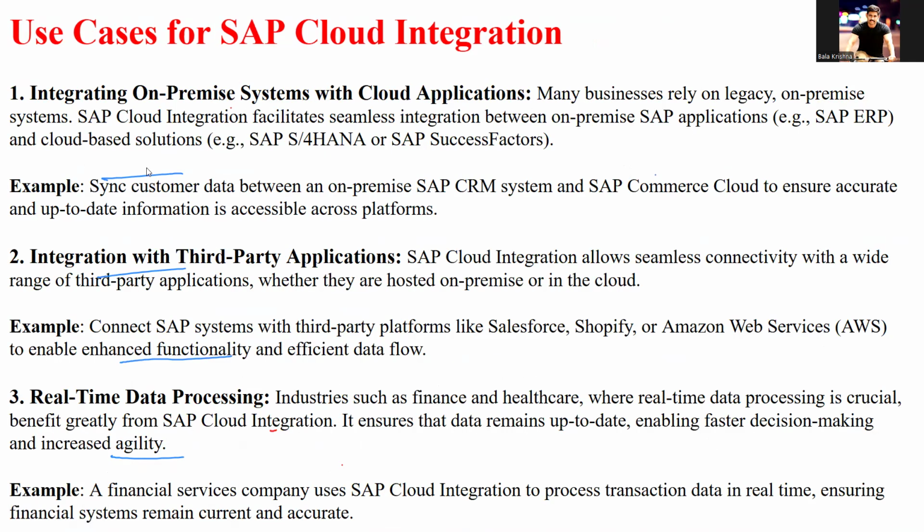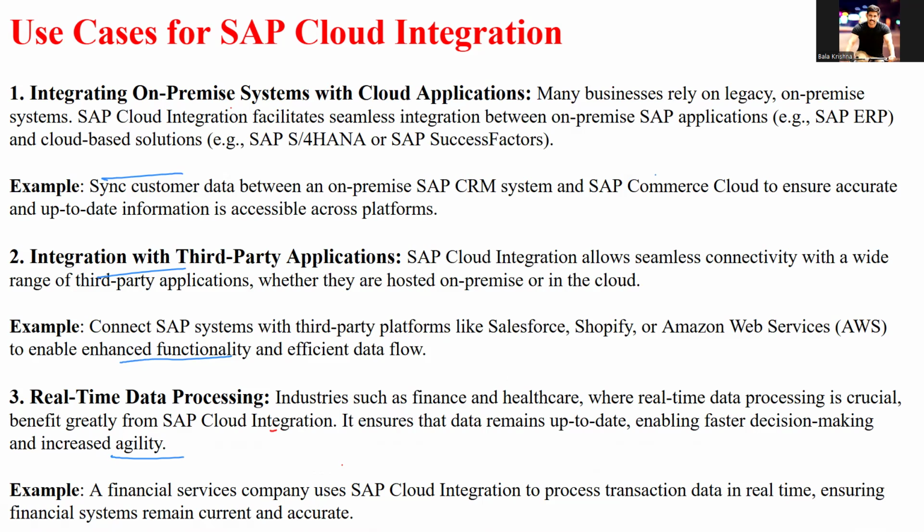Now, use cases. What type of use cases we want to build? Suppose integration on premises. On premises system with the cloud applications. Suppose we are in the on premises. In that local we have an application. That application is communicated with cloud. This is use case one: integrating on premises systems with the cloud applications.